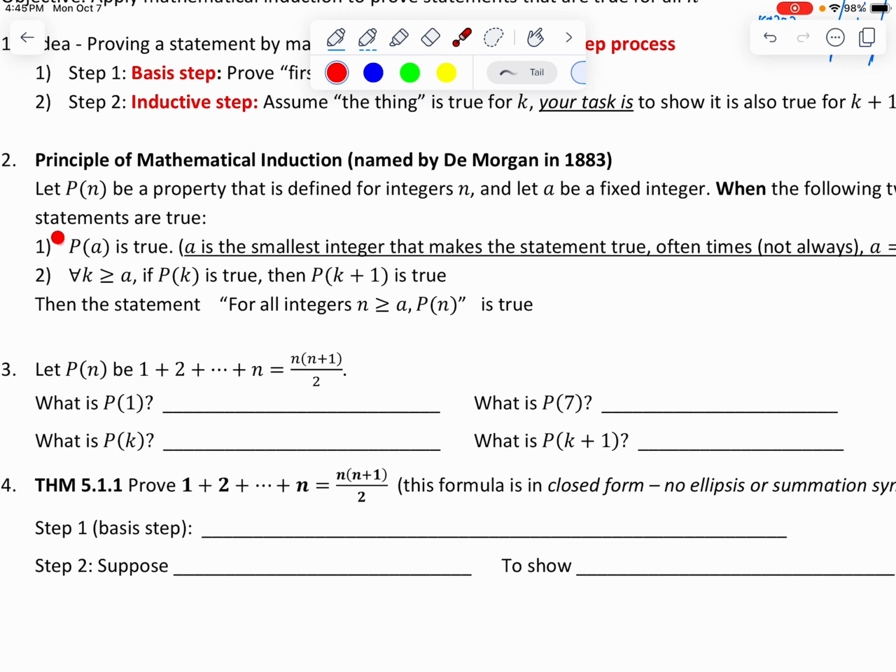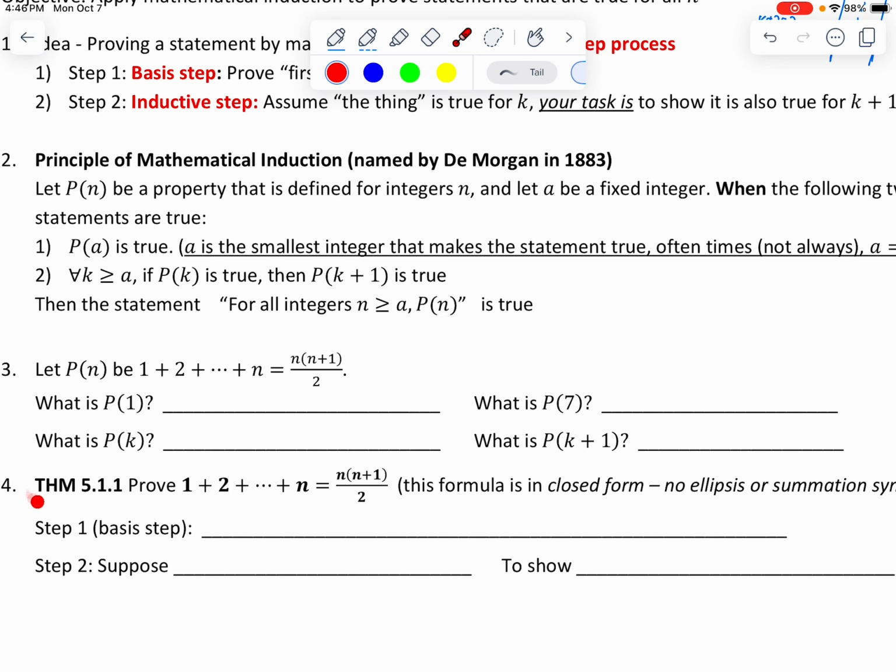So first of all, if this is true, you have to verify that it is true, right? And second, if for all integers k greater than or equal to this a, the smallest integer that makes the statement true, if P(k) is true, then P(k plus 1) is true. So you have to show that this statement is also true. If you show that both statements are true, then you can conclude that for all integers n, P(n) is true. Now, how does that work?